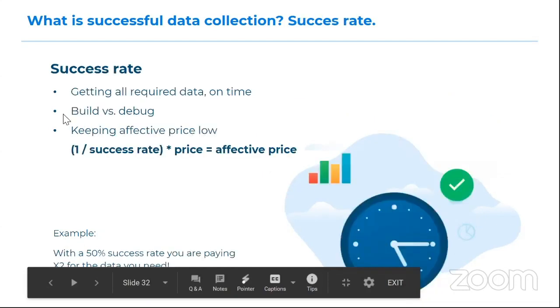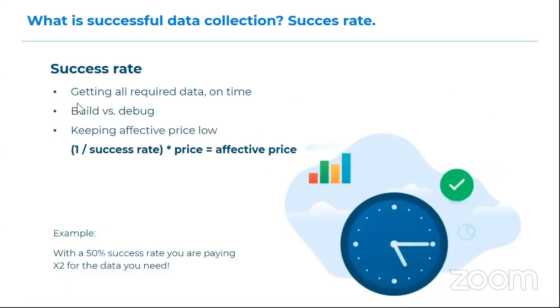The third part is success rate. There are a few parts to success rate, although it sounds very straightforward. The first one is getting all the data you need. So, putting aside the actual success rate, having enough success to get the information that you need.